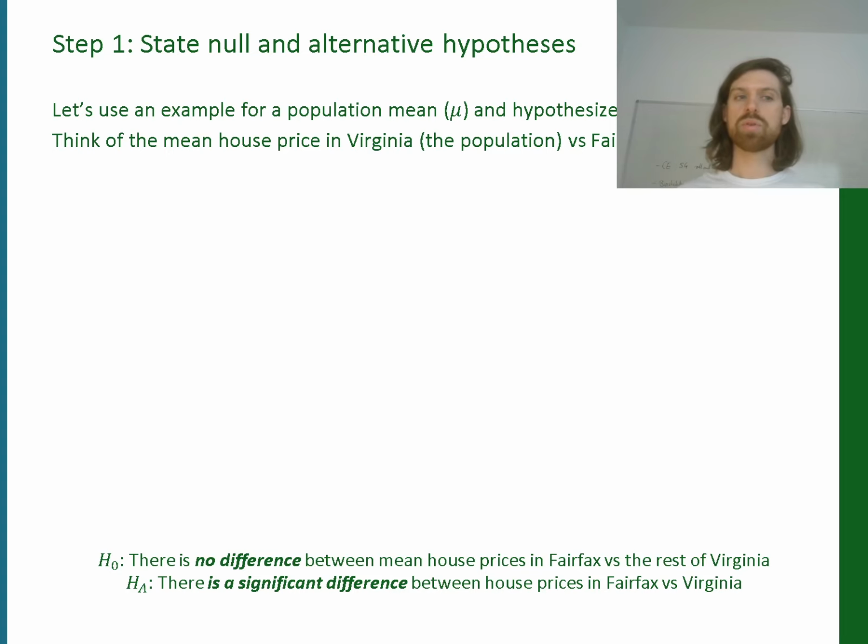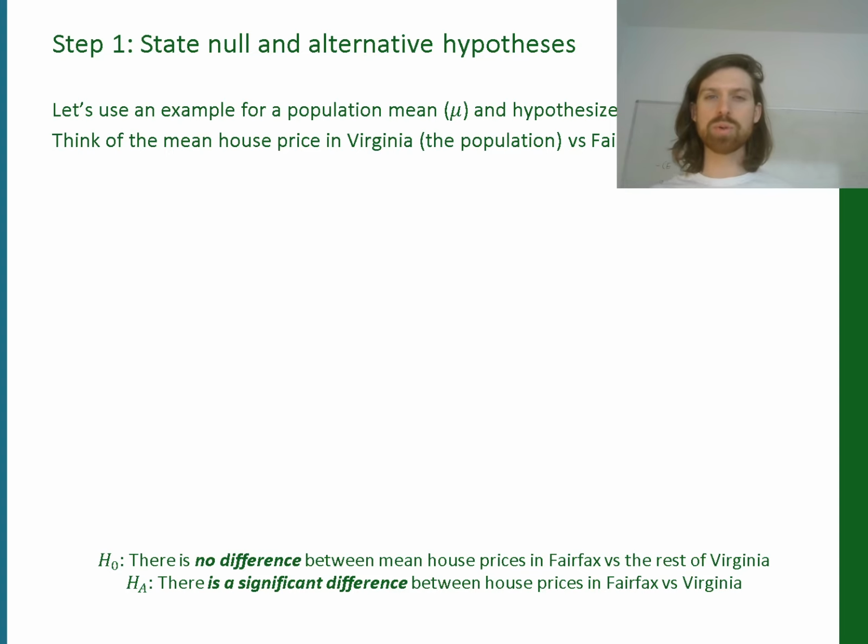So step one within this 6-step procedure is to state the null and the alternative hypothesis. Before we begin, let's think about an example where we might apply this. Let's use an example for a population mean and for a hypothesized sample mean. Those terms might be very abstract to you. You might not fully understand what that means yet.